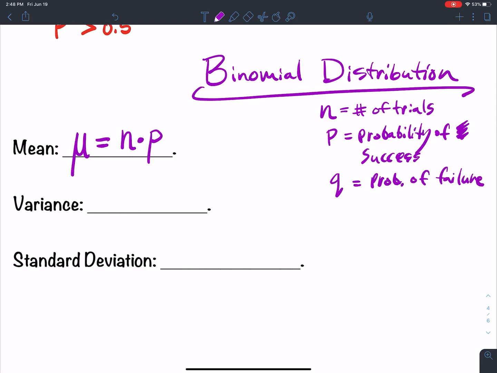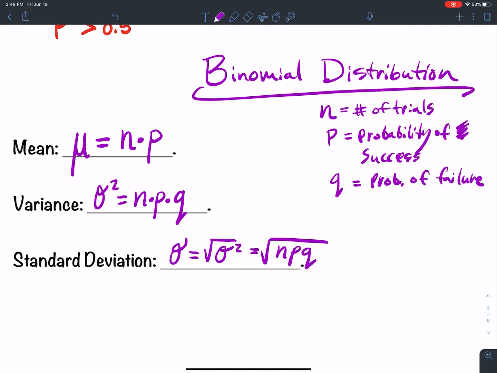To get the variance, sigma squared, I take the number of trials times the probability of success times the probability of failure. To get the standard deviation, I take the square root of the variance, so that's the square root of npq. All right, so the square root of npq.